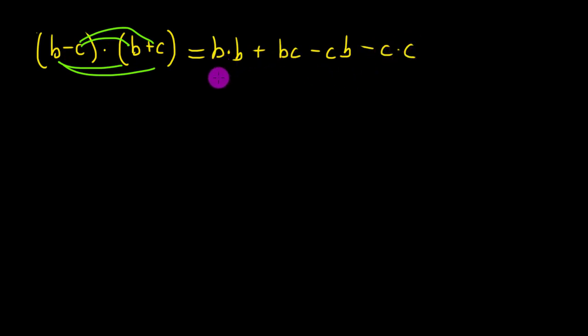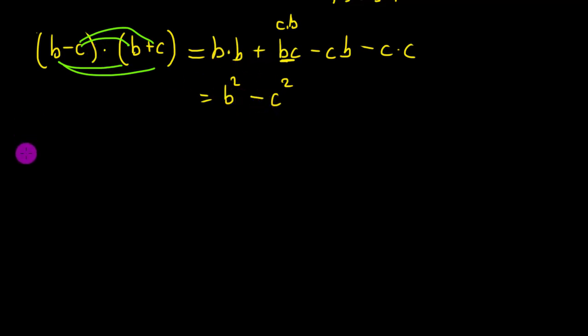So this one would be b squared, and bc and cb, are they equal? Actually, b times c and c times b are the same. There is no difference. For example, 7 times 5 is the same as 5 times 7. So plus bc and minus cb, this is plus, this is minus, so it will be 0 here. So here you have minus c squared. So this one would be equal to this one.